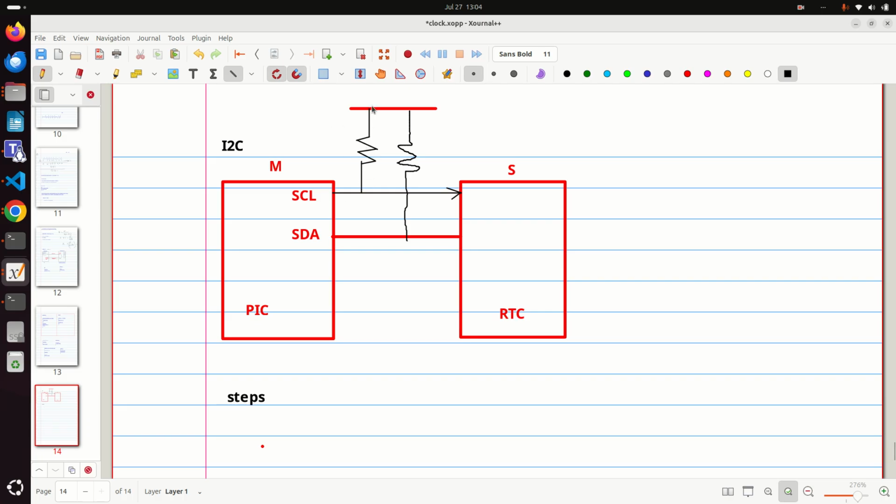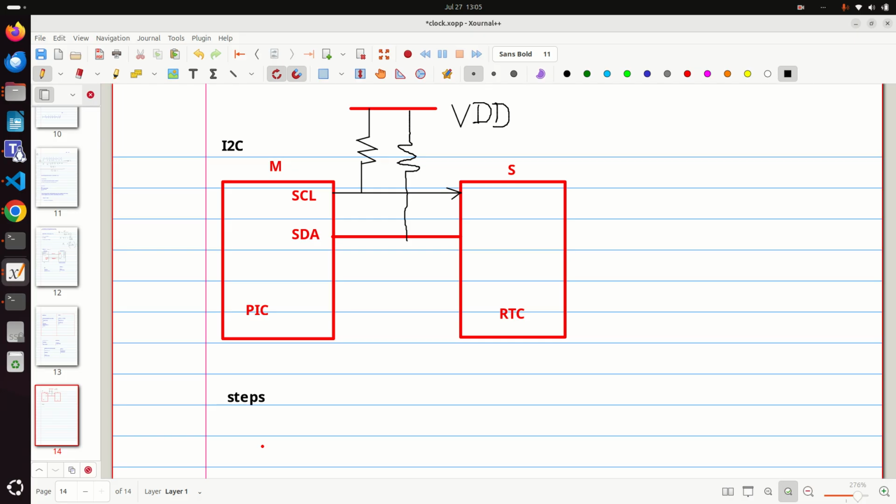So assume it is a resistor, okay? Now here we have added the pull-up circuit, and I am naming it as VDD. So now microcontroller A wants to read seconds from RTC.